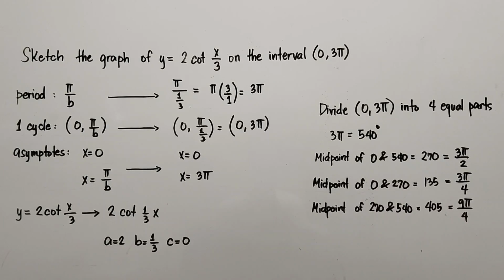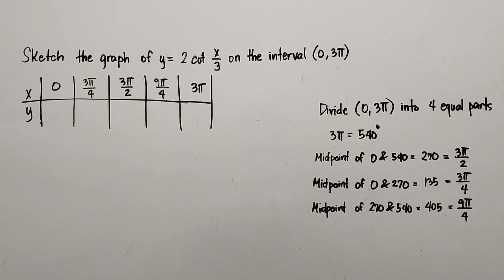And lastly, the midpoint of 270 and 540 degrees, that is 405 degrees. And 405 degrees in radian measure is 9 pi over 4. Since x equals 0 and x equals 3 pi are asymptotes, therefore, these points are undefined in the cotangent function. So we will only solve for 3 pi over 4, 3 pi over 2, and 9 pi over 4.